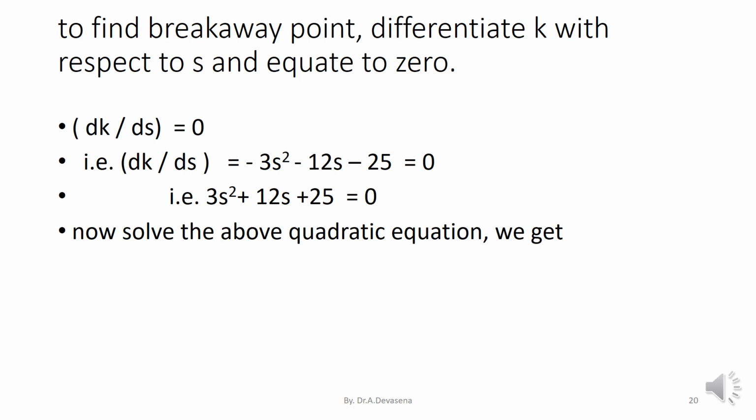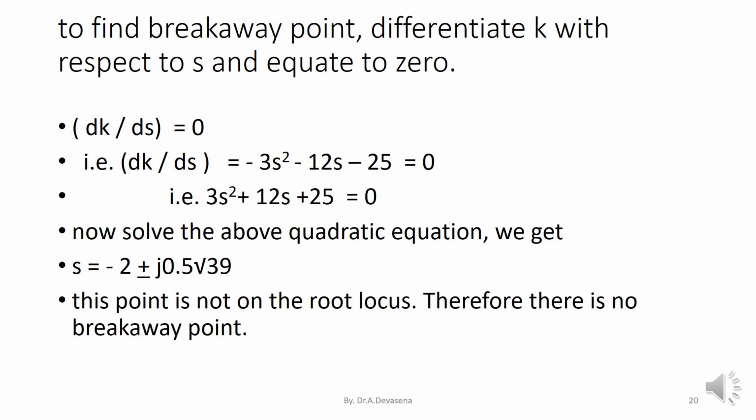Now we have to solve the above quadratic equation. We get s is equal to minus 2 plus or minus j 0.5 square root of 39. This point is not on the root locus, therefore there is no breakaway point.